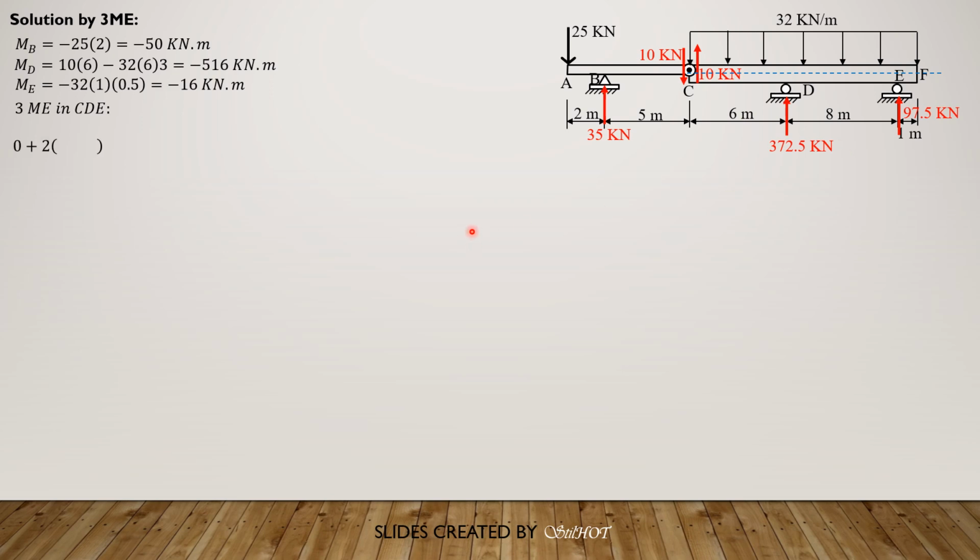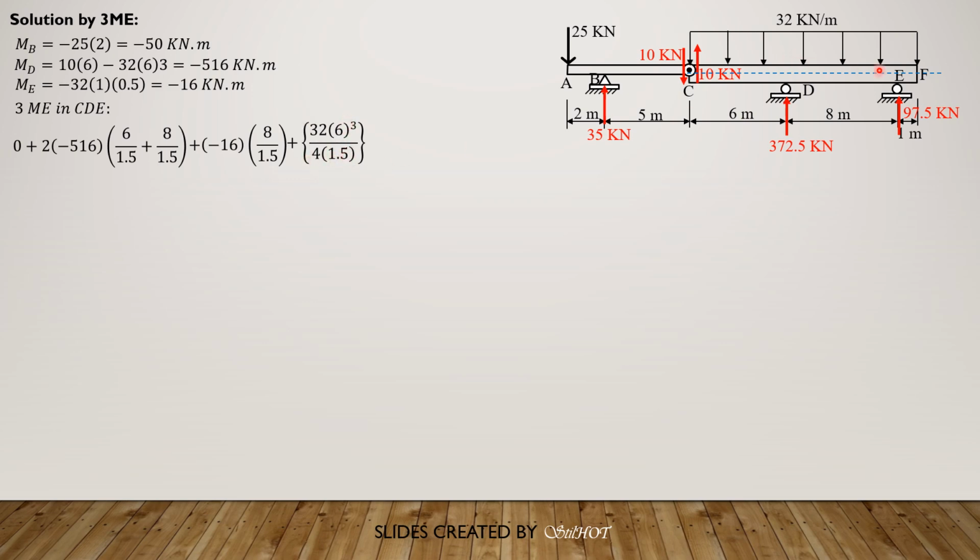Divide by 1.5. So 0 plus 2 times negative 516 times 6 over 1.5 plus 8 over 1.5. So the next is plus moment at E, which is negative 16 times 8 over 1.5. Then plus 6A1A over L1I1 is 32 times 6 cubed over 4. Then we divide it further by 1.5 because the moment of inertia is 1.5. That's the reason we divide WL cube over 4 by 1.5.